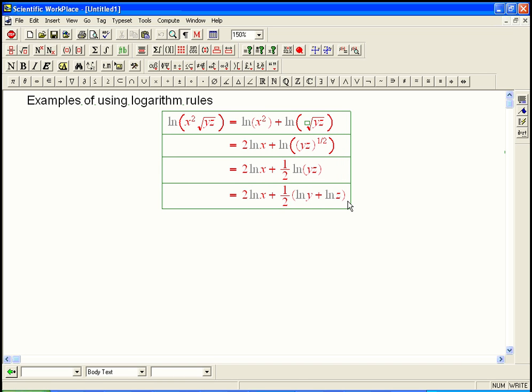And your big obstacle here, your big pitfall, is putting down the rules wrong. Like thinking ln yz is ln y times ln z or something like that. Okay, so there's one example.